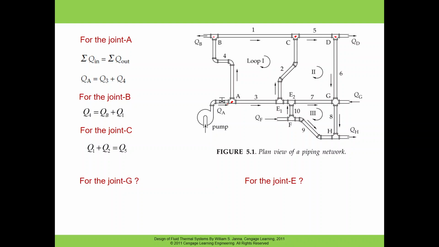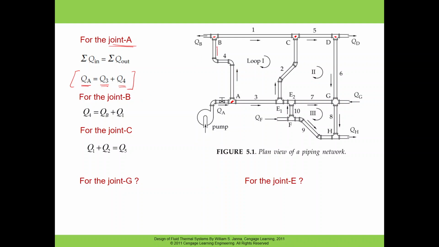So when we apply the continuity at node A, whatever the number of inlets, the summation of Q in equals the summation of Q out. At this node there is only one inlet, which is QA, and we have Q3 and Q4 as outlets. So this is the continuity at node A. Similarly, we can write the continuity at node B.